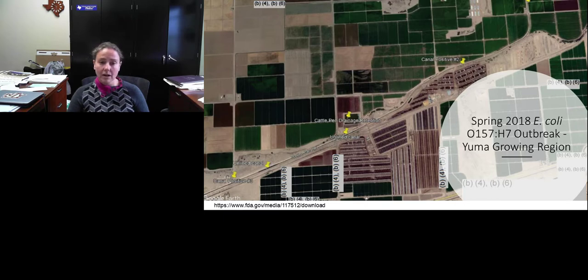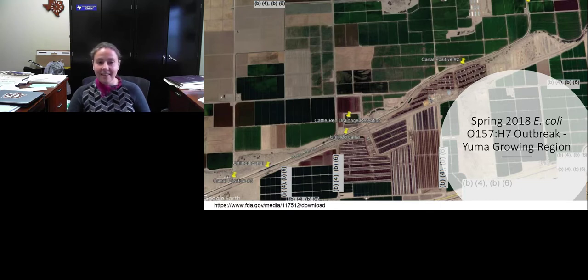The yellow pins are where they found samples that were positive for pathogenic E. coli. Only one of those samples, it was in the irrigation water canal, was positive for the outbreak strain of E. coli. So when I saw these results, I thought, wow, they're growing lettuce surrounding a feedlot. Well, it makes sense that they could get contamination, but we're not doing that in the Southeast, not in Alabama or Georgia. So we're probably okay. I don't have to worry about that too much.